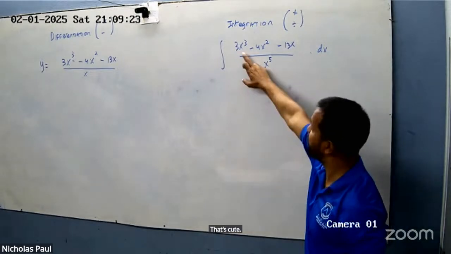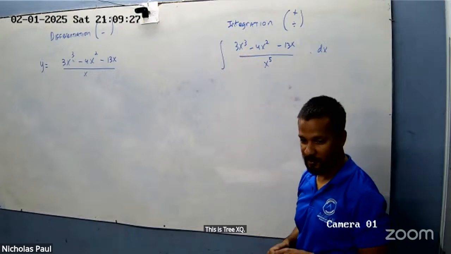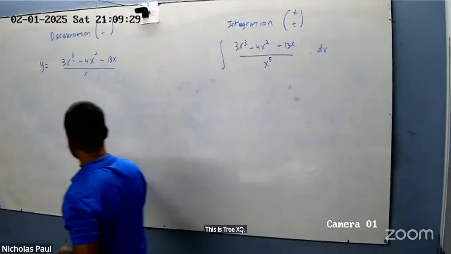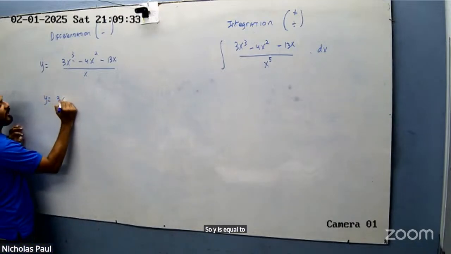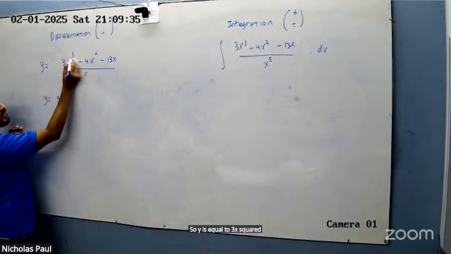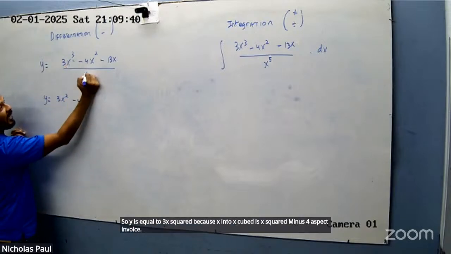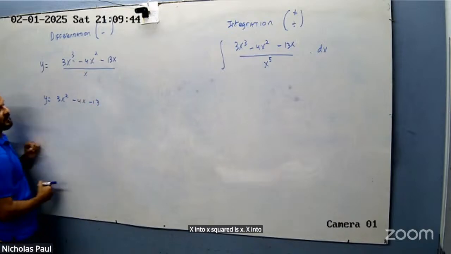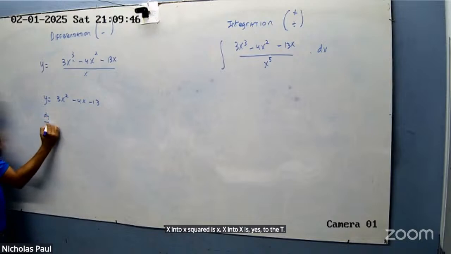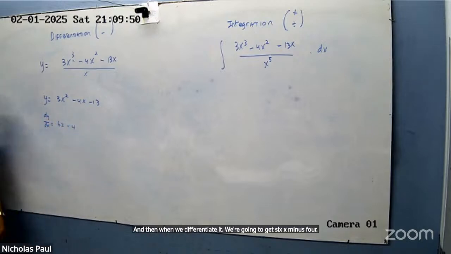This is 3x cubed. So y is equal to 3x squared, because x into x cubed is x squared, minus 4, we are dividing by x. X into x squared is x, and x into x is just 1. And then when we differentiate it, we're going to get 6x minus 4. Easy enough, right?